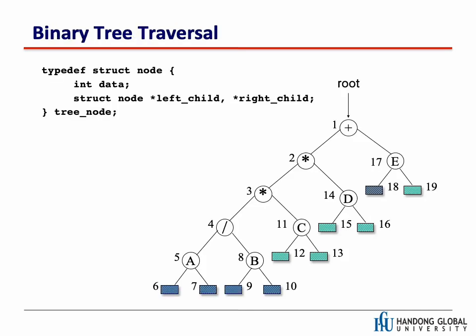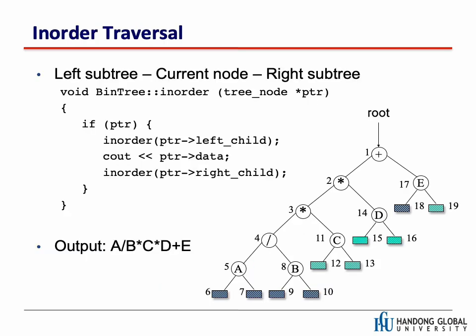And we'll talk about binary tree traversal. Remember, the structure looks like this: we have a data field and two pointers. Okay, that's the structure, and the tree is given like this. Then we will check all the nodes exactly one time.